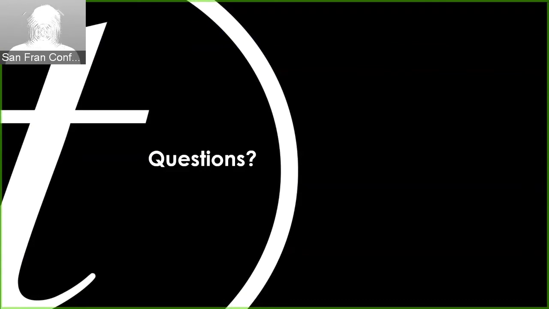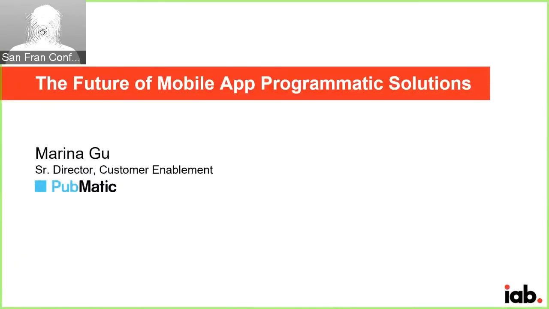So now that we've seen how a publisher is telling their mobile story through creatives, let's get a little geeky and take a mini course on the mobile programmatic technologies, which help enable higher eCPMs for publishers. I think as a publisher, whether you manage direct sales or programmatic, it is useful to stay up to date on the current capabilities and future roadmaps for advertising technology. So with that, I'd like to introduce Marina Gu, who's the Senior Director of Customer Enablement at PubMatic.